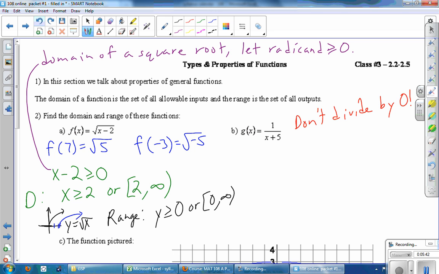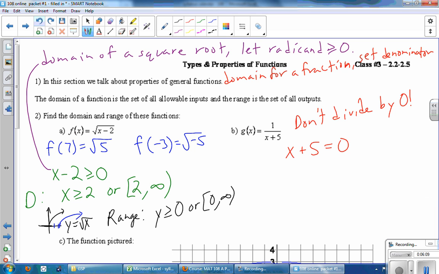And so what that means is we're going to take x plus 5, and we're going to set it equal to 0. Even though we don't want to divide by 0, let's make it equal 0. And then whatever we get, we're going to throw out of the domain. So domain for a fraction involves setting the denominator equal to 0, and then exclude those numbers, whatever you get, from the domain.